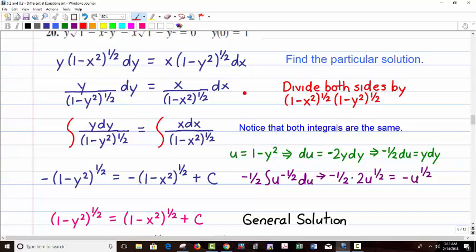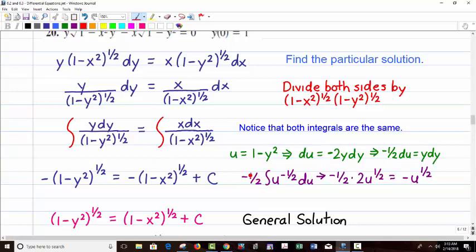All right, this one's kind of interesting. Notice that both intervals are the same. I mean, they're different variables, but they're exactly the same. So when you integrate one side, the other side will be exactly the same, just with the other variable. So the left side: let u equal 1 minus y squared. du is negative 2y dy, so it makes it negative 1/2 du equals y dy.